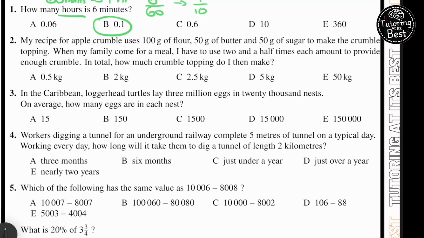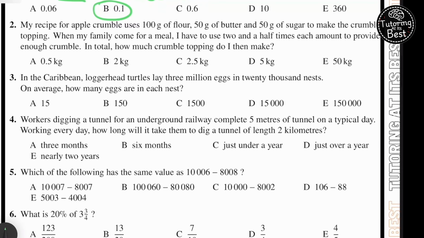Question 2. My recipe for apple crumble uses 100 grams of flour, 50 grams of butter, and 50 grams of sugar to make the crumble topping. When my family come for a meal, I have to use 2.5 times each amount to provide enough crumble. In total, how much crumble topping do I then make?